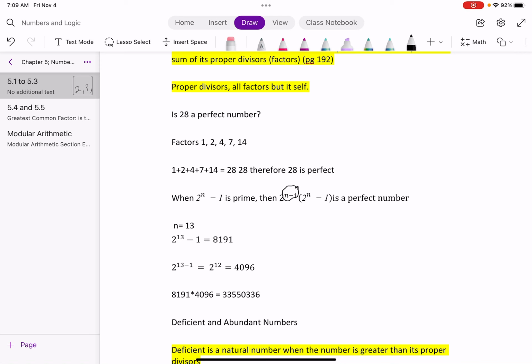When I multiply 8,191 and 4,096 together, I get a perfect number, which means if I list all the factors of this number, which I'll put some commas in so I can read it properly, 33,550,336, and you added all the factors together, it would equal that number, which is a perfect number.